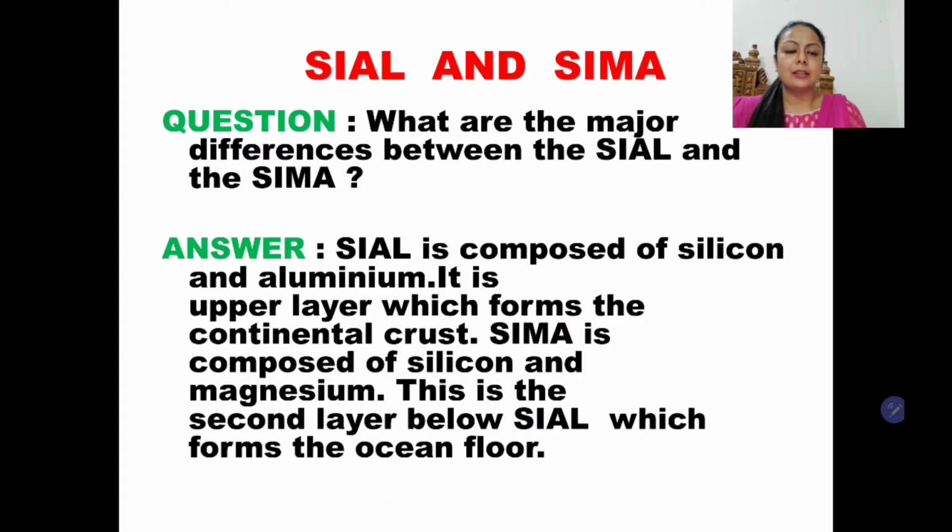Let's proceed. So here's a question. What are the major differences between Sial and Sima? Children, we have already discussed. Sial consists of silicon and aluminium and is the uppermost layer, continental crust, whereas Sima is composed of silicon and magnesium. It is the second layer and which forms the ocean floor. So these are the differences. Children, I hope now we have understood about the crust.